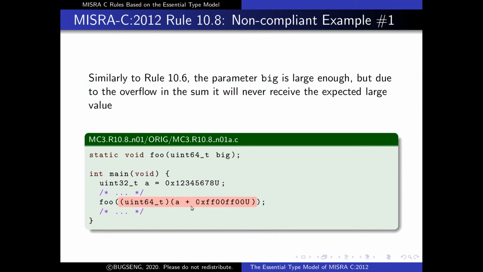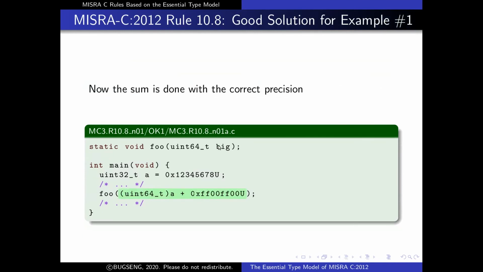This addition will be performed using 32-bit unsigned arithmetic, and the result of the addition, possibly subject to wrapping, will be converted then to 64-bit. Okay? So again, the solution is the same as before. If you want to make sure that the addition is performed in 64-bit unsigned arithmetic, you cast one or both of the operands to this type.